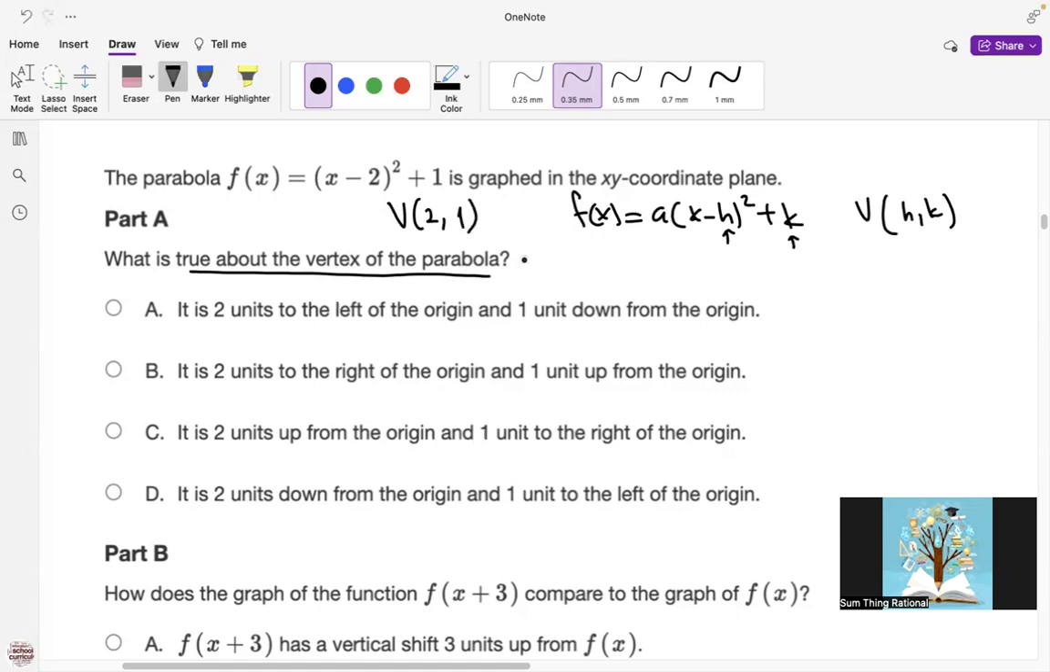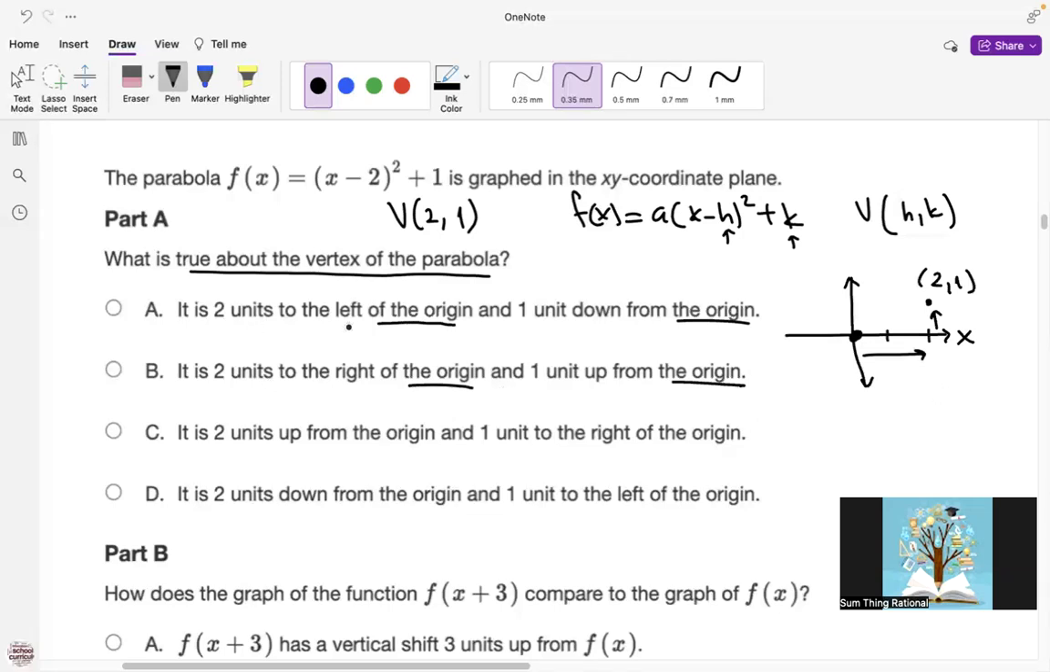We compare the position of the vertex with the origin, as you see in all the options. So 2 comma 1, where is it located? As I mentioned in the previous video, 2 comma 1 is 2 units right along the x-axis and 1 unit up along the y-axis. This is the point 2 comma 1. When you compare this point with the origin, it is 2 units to the right and 1 unit upward.